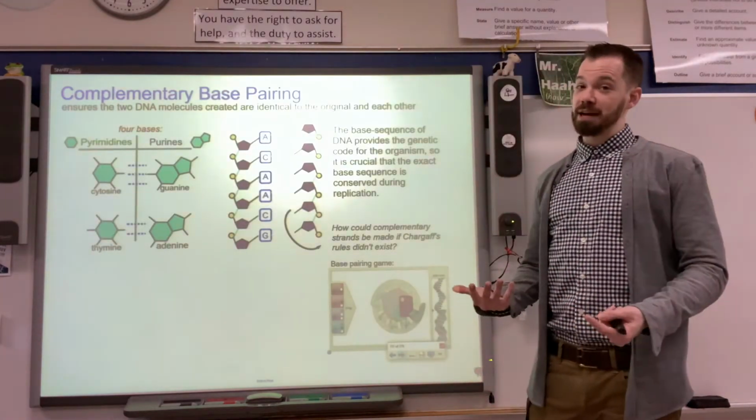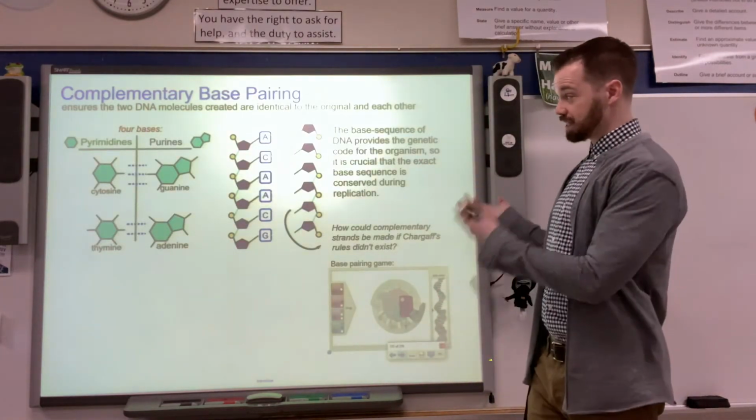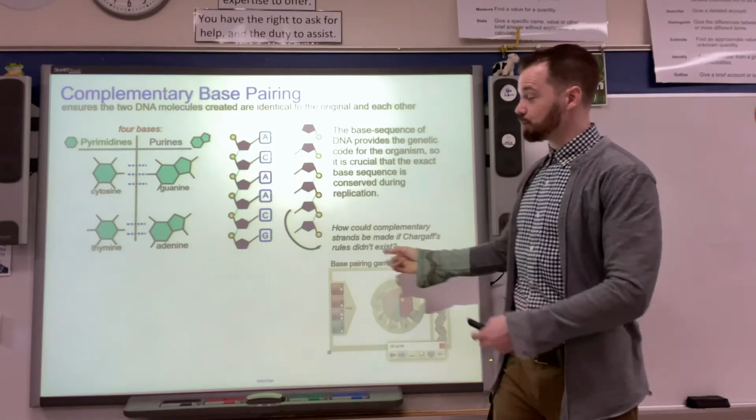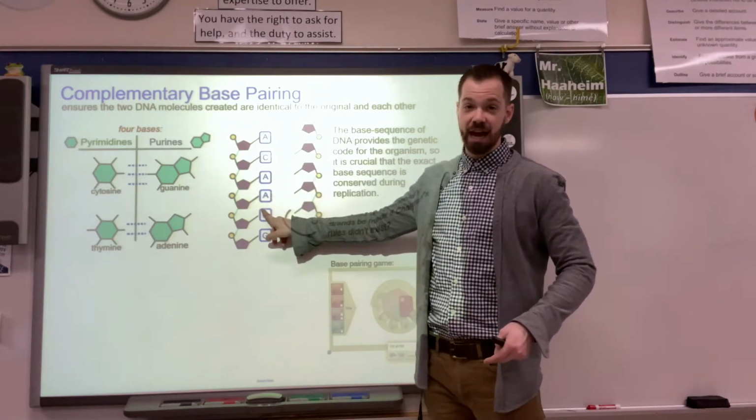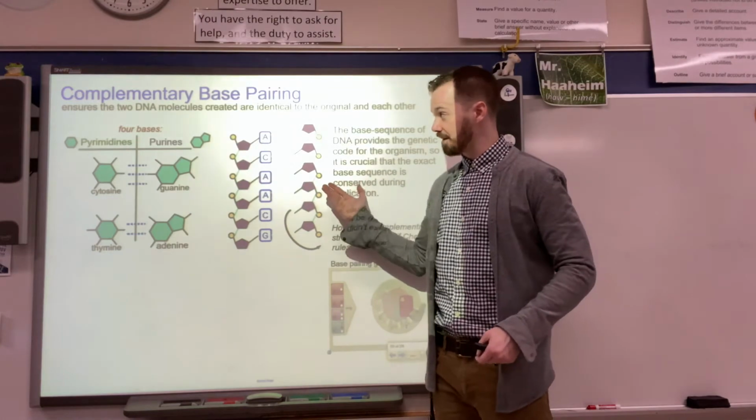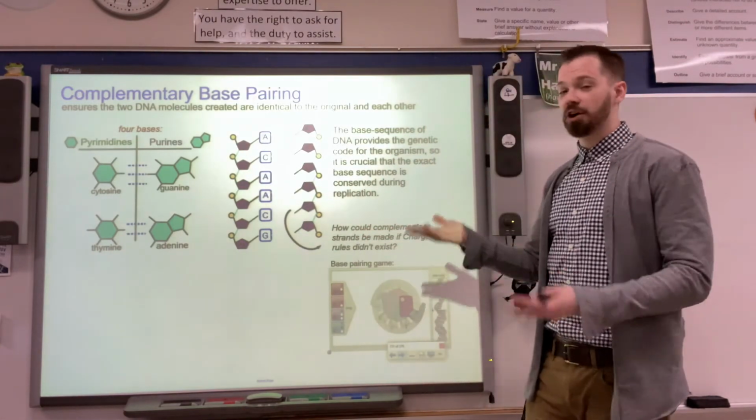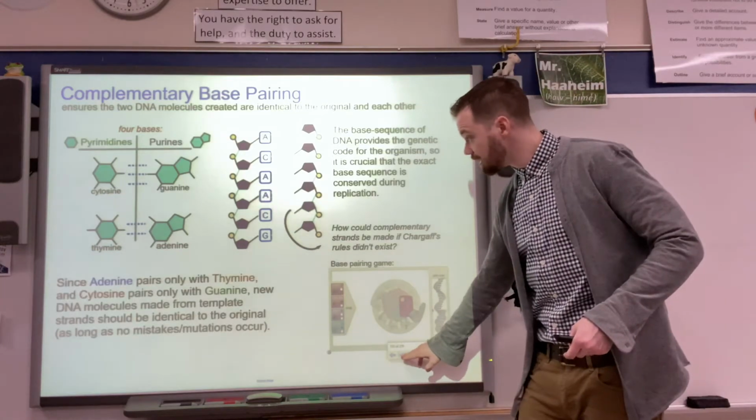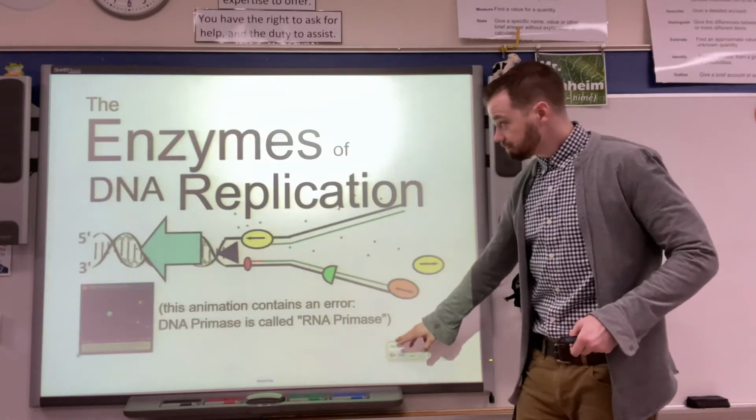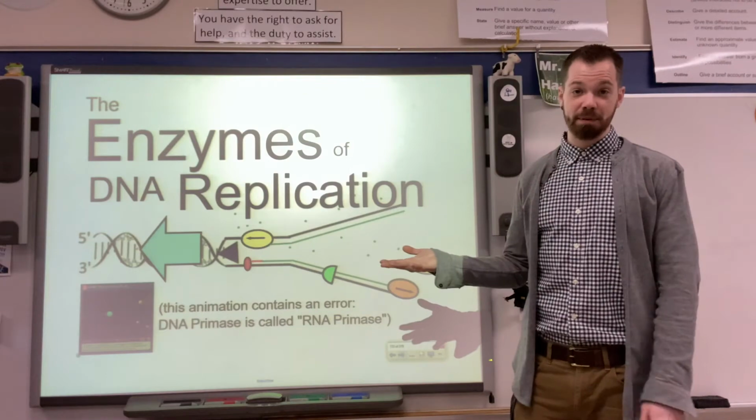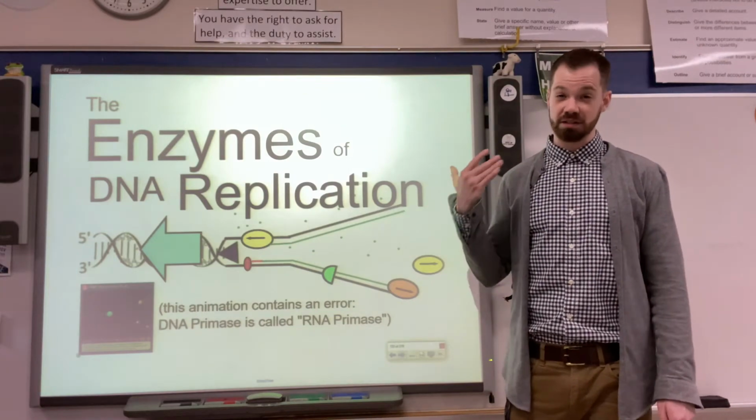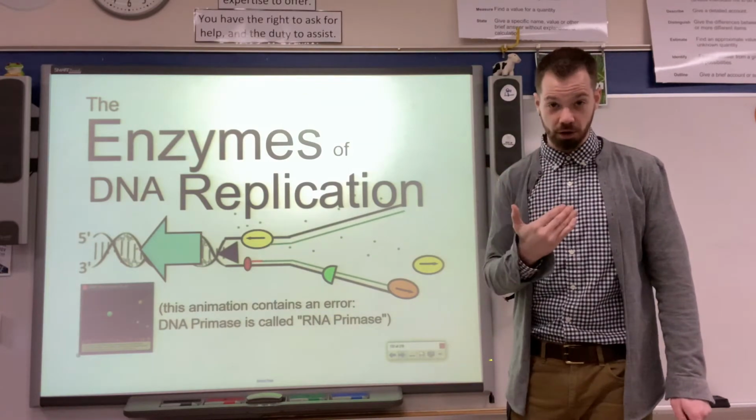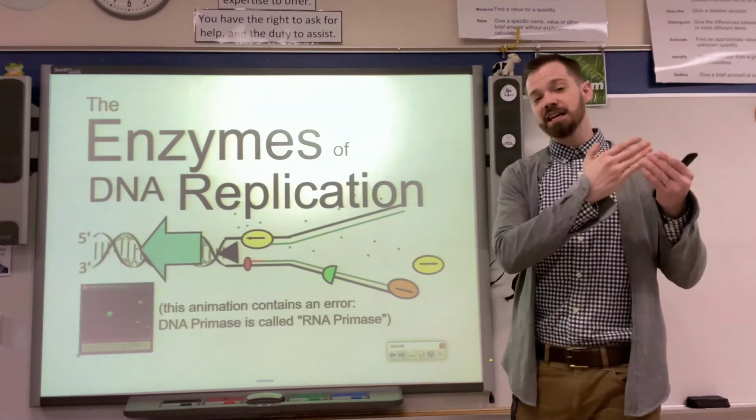Now, complementary base pairing is crucial here. If you didn't have complementary base pairing, you would not be able to use only half the DNA to make the other half. So it's important to remember Chargaff's rule and how important it is. Now, ultimately, the enzymes of DNA replication is going to be something that requires a little bit of studying and a little bit of work. Each enzyme has a name, each enzyme is a protein, and so each protein here is going to have a different job.